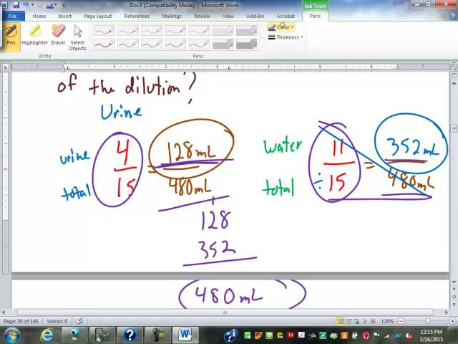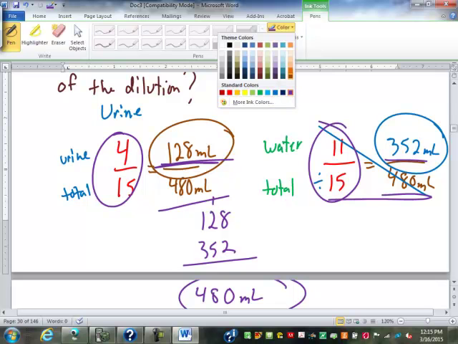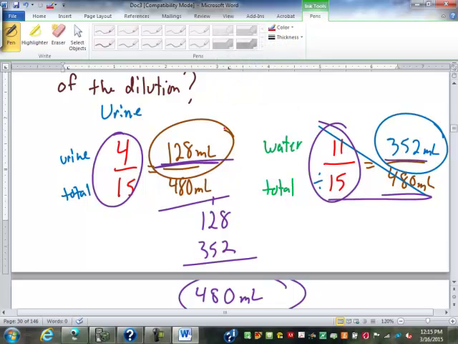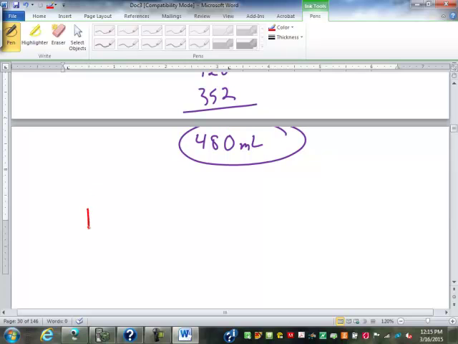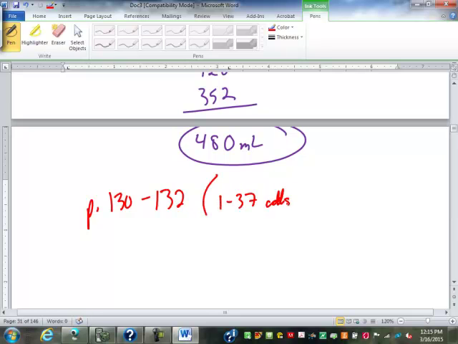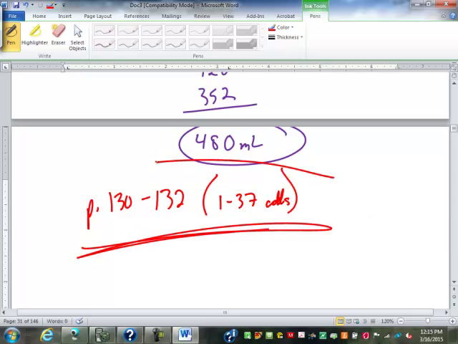With that, we have about 5 minutes left. So I'm going to give you your homework in the textbook, on page 130 through 132. Questions 1 through 37, study work on the odds. Cover dilutions and the calculations involved with dilution.